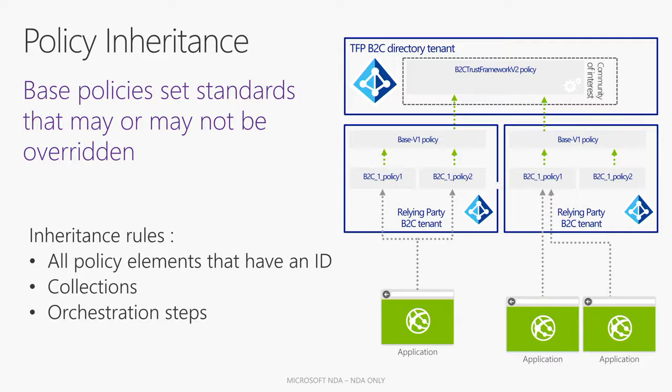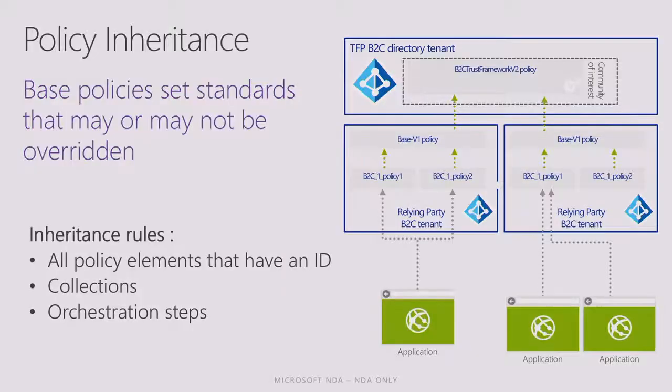We have some special inheritance rules for collections. Usually in the collections, we will append by default. If you had a collection of 3 claims in the base policy and 2 more that the application needs, it becomes 5, but there are special rules around how you can modify and override it. And there are special inheritance rules around orchestration steps because they affect the user journey directly. So I'll go over those as well.